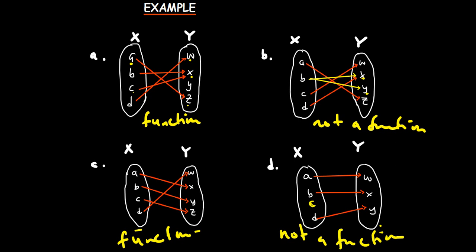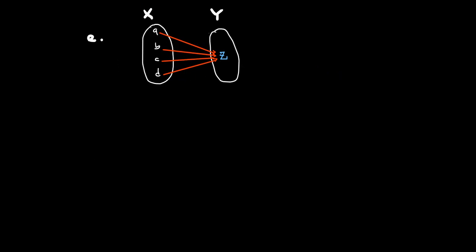Okay, so how do we move on? We have this other question here. We see that every element we have in x, A, B, C, and D, is mapped to a unique element, to one element in the set y, which is z. So this is a function.